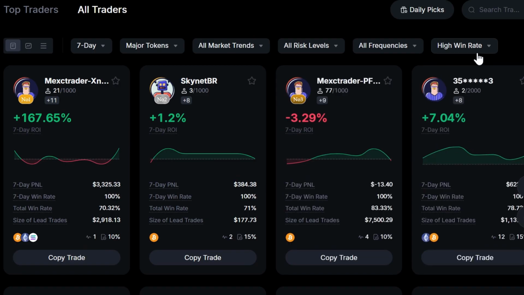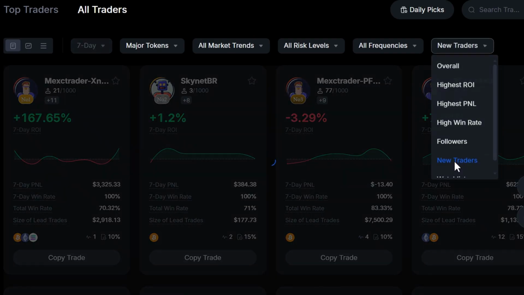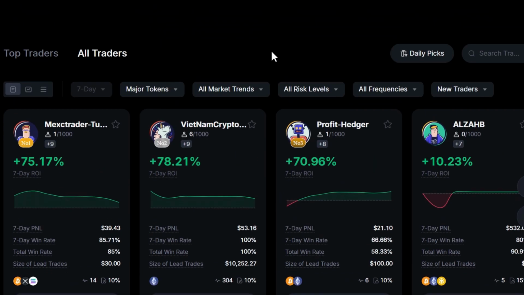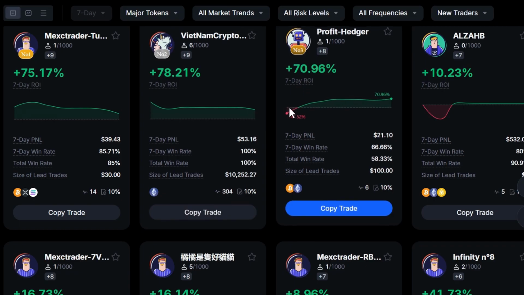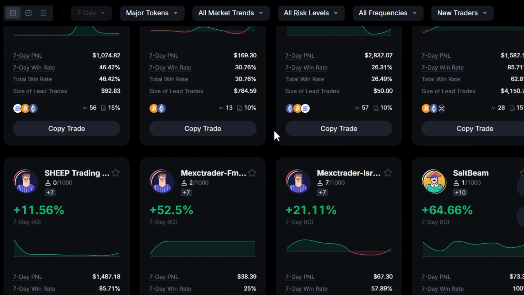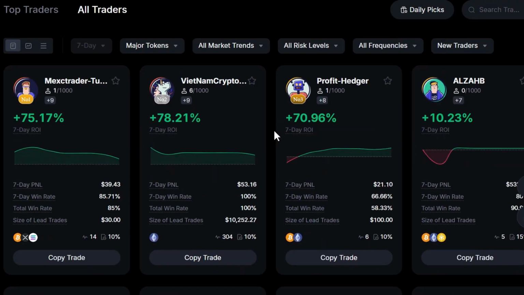which can lead to massive losses later. New trader, based on trading days, shows how long the trader has been active on the platform. I prefer traders who have been active for at least 1 to 2 months. You want to see consistency over time, not just someone who had one lucky week. New traders might not have enough data to evaluate properly.